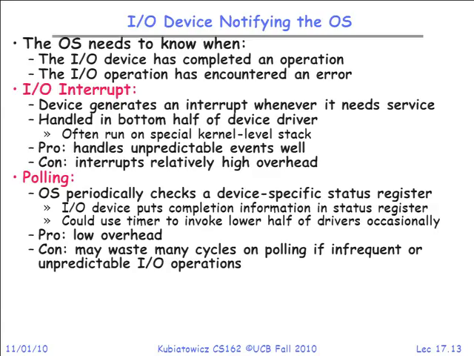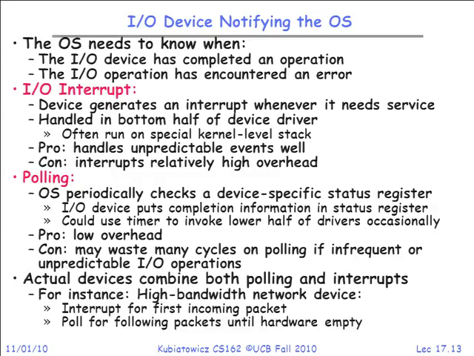So actual devices combine both polling and interrupts, and I've given you this example throughout the term because it's a good one. You got a 10 gigabit Ethernet interface. If you were to interrupt on every packet coming in, that would actually overwhelm most processors that you're likely to use because there's just not enough processing power to handle all the saving and restoring of registers and so on, dealing with the interrupts if you took one on every packet if it were coming in at highest rate.